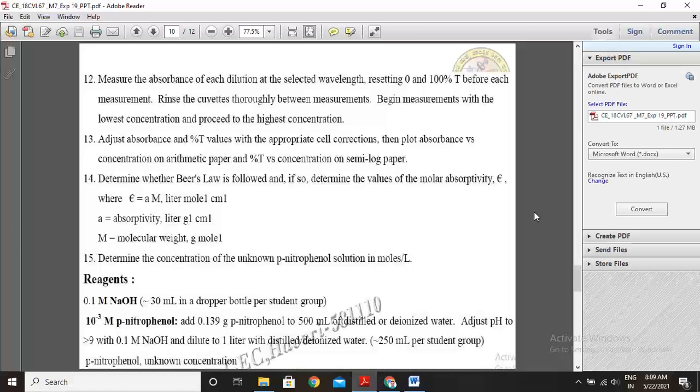Now in this experiment, these are the reagents used. 0.1 molarity sodium hydroxide is used, that is 30 ml in a dropper bottle per student group you distribute. 10 raised to minus 3 molarity of p-nitrophenol is required. So this is prepared by this step. Add 0.13 gram p-nitrophenol to 500 ml of distilled or deionized water. Adjust pH to greater than 9 with 0.1 molarity sodium hydroxide and dilute to 1 liter with distilled deionized water.